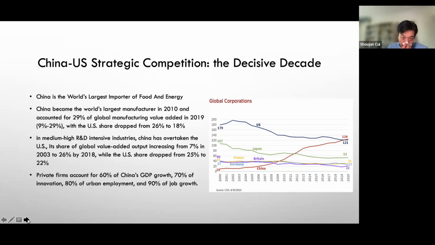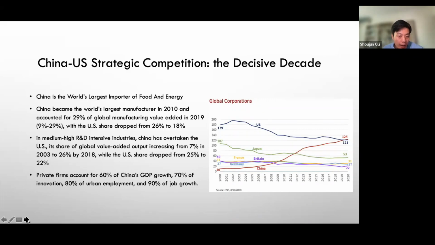China became the world's largest manufacturer in 2010 and accounted for 20% of global manufacturing value added in 2019. That means from 2010 to 2019, China increased its share by 20%. In the meanwhile, the U.S. share dropped from 26 to 18.